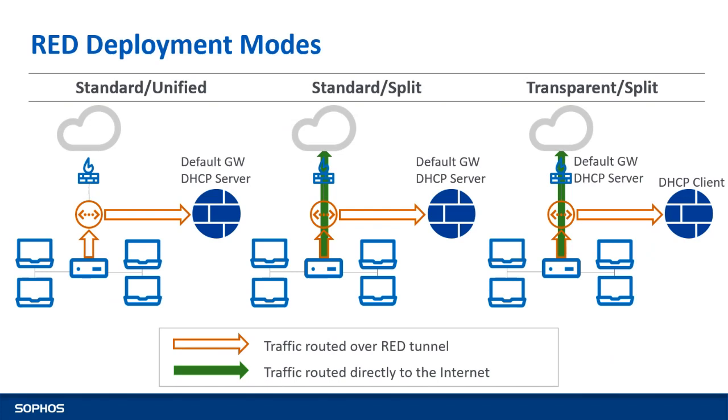In the case of the standard split and transparent split deployment modes, the firewall does not provide any web filtering or other security to clients on the remote network. Please note that you still need to create firewall rules for the computers connected to the remote network to be able to interact with computers on the central office network. Okay?